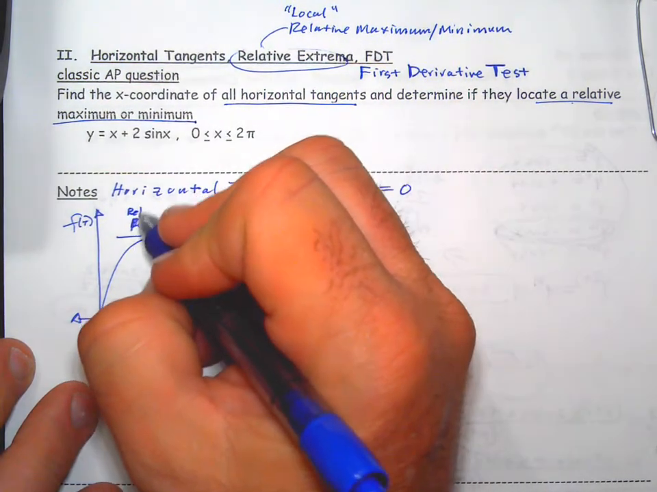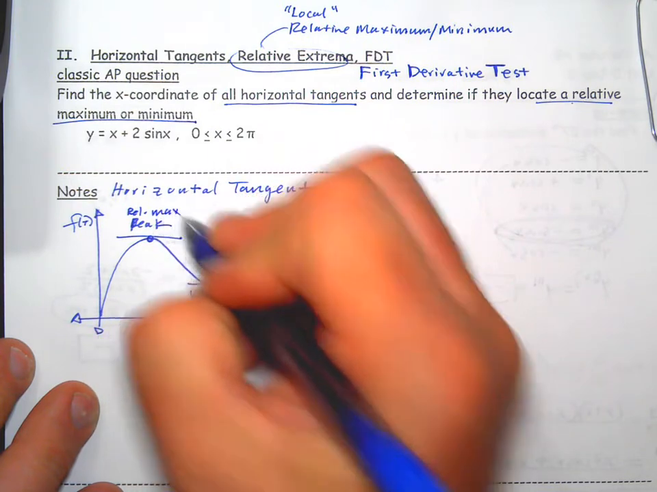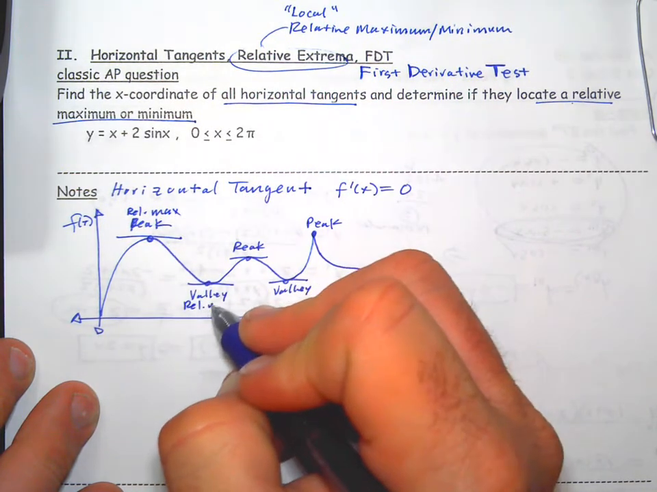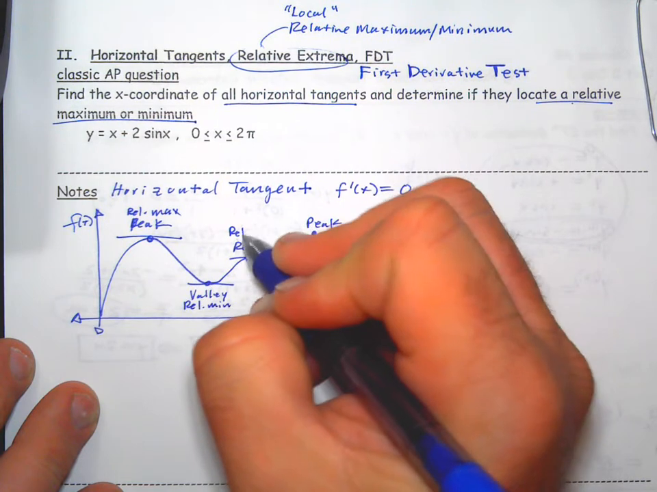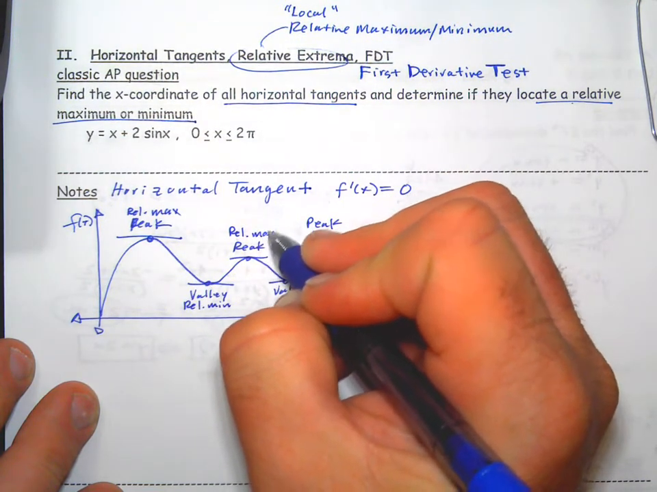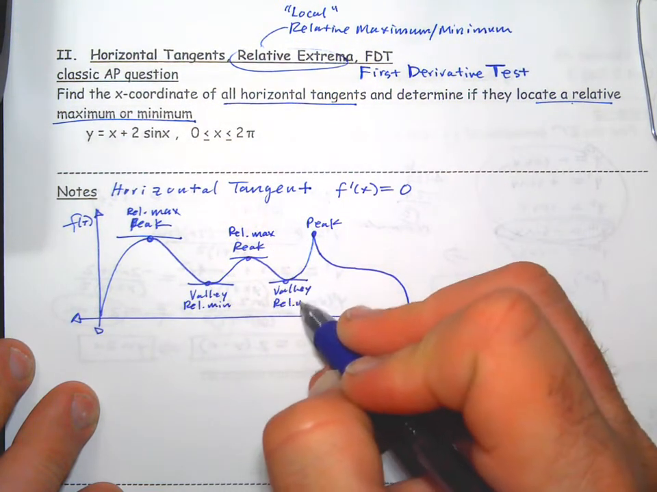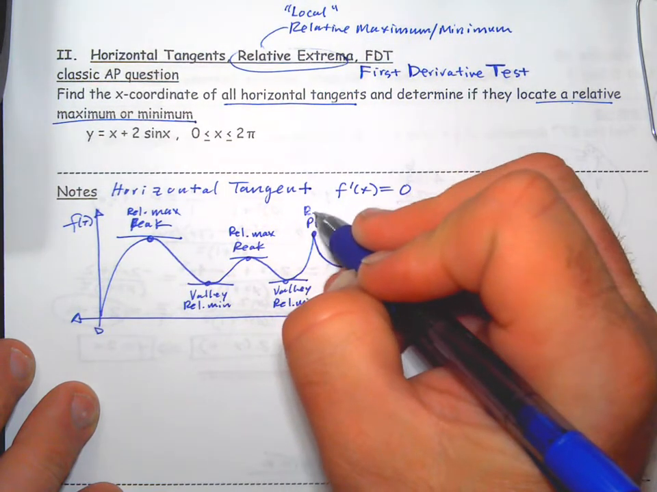This is a relative max. This is a relative min. This is a relative max. This is a relative min. And this is a relative max.